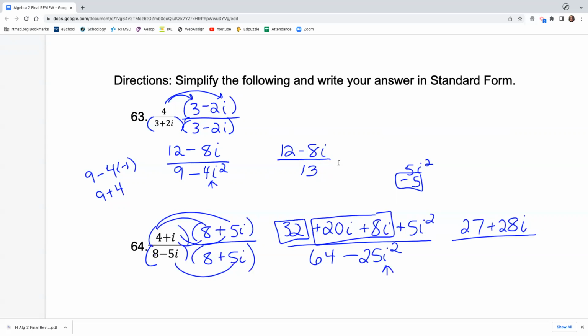Over. i squared equals -1. So this is really going to be 64 minus 25 times -1, which will end up being 64 plus 25, which is 89. Nothing to do to simplify there, so that would be your final answer.